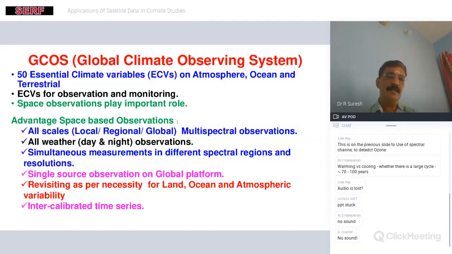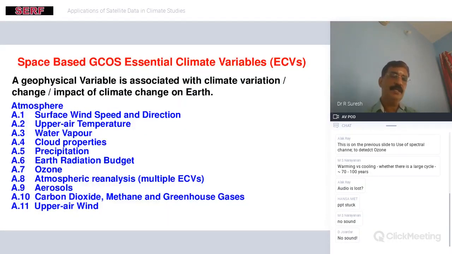All these are multispectral and advanced, and moreover the observation is always possible day and night. These are the advantages of space-based observation. We are constructing a time series, and we can revisit any parameter if it has gone bad, so that we will be in a position to build a future database.